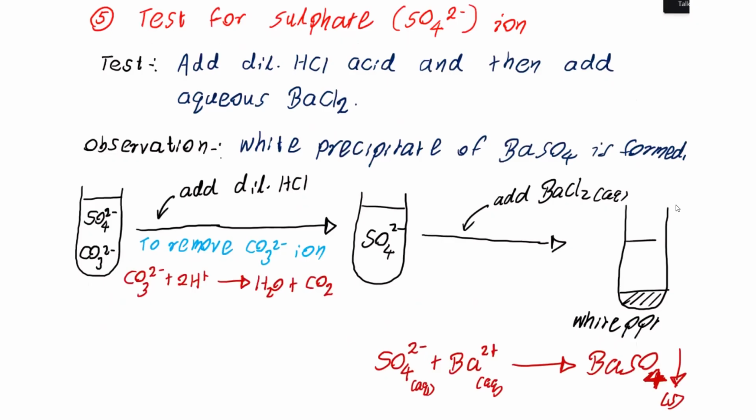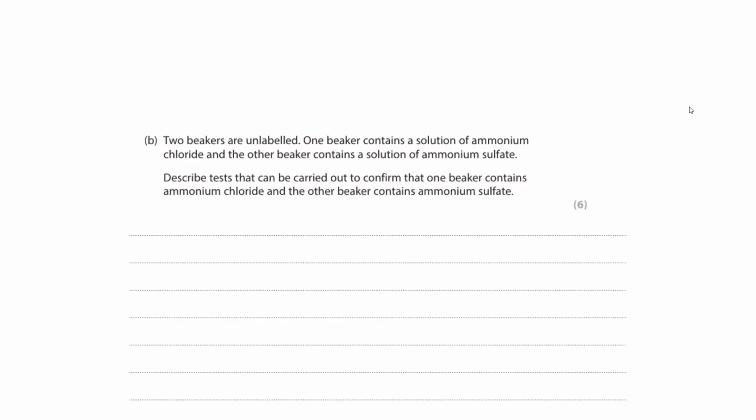What is the test for sulfate ion? For sulfate ion, first you add dilute acid like dilute HCl, again to remove the carbonate ion. Now you have the sulfate ion alone. Add barium chloride, then you get barium sulfate white precipitate. So now we know the test for chloride and the test for sulfate. Now we'll use that to write our answer.